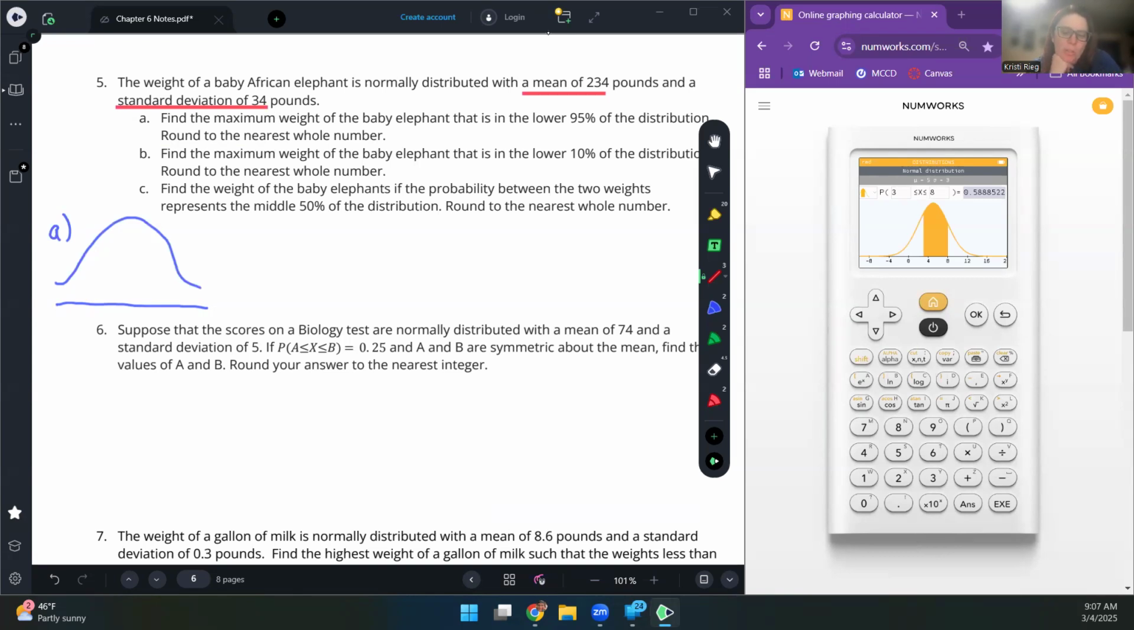Okay, so the lower is to the left, and it's 95%. 100% is everything, so 95% is a little less than everything. So it's going to be somewhere around here. We want the lower 95%. Now, the middle is 234.